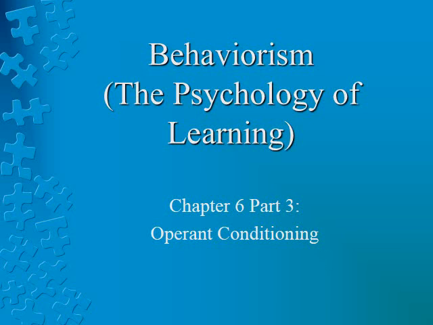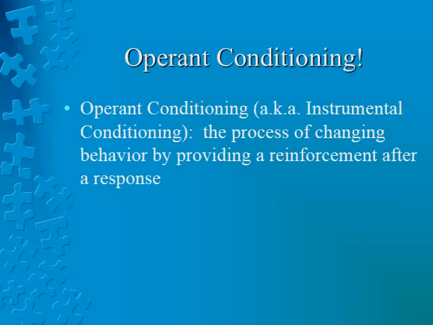Now, with classical conditioning, you have reflexive responses that are connected to a previously neutral stimulus. But with operant conditioning, you are acting on voluntary responses. If you see a behavior that you like, you reward it, so it happens again. And if you see a behavior you dislike, you punish it so it does not happen again. Let's unpack how. Just a basic definition for operant conditioning: this is sometimes called instrumental conditioning. This is just the process of changing behavior by providing a reinforcement after some response has occurred.